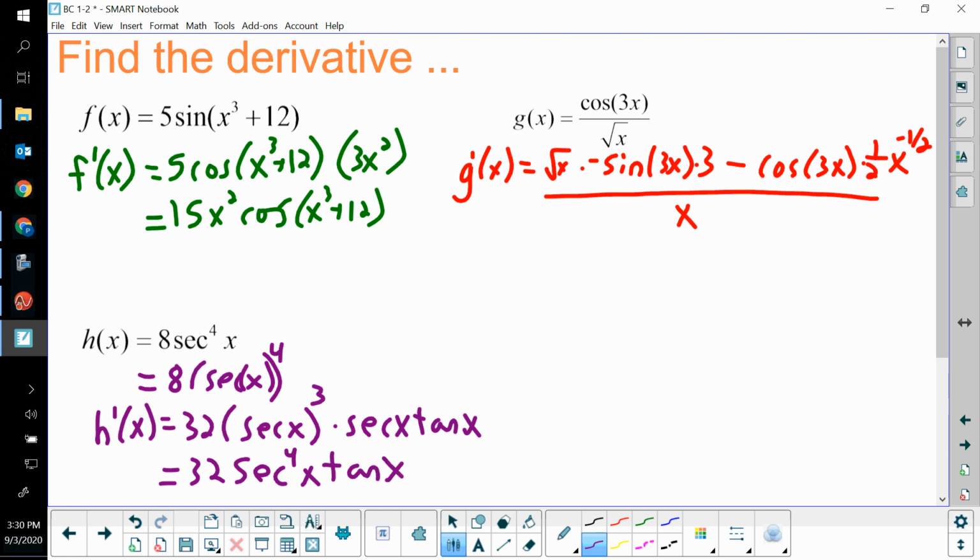Now that could be neatened up possibly even more, because tan is sine over cos, secant's 1 over cos. You could see it written as 32 sine x over cos to the 5th x, and that would be equivalent.